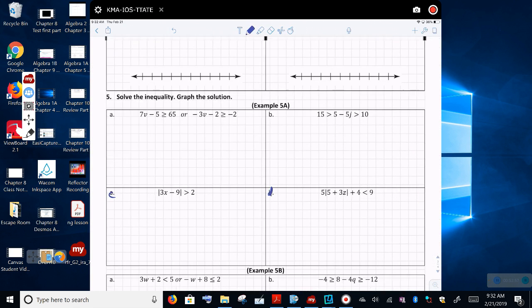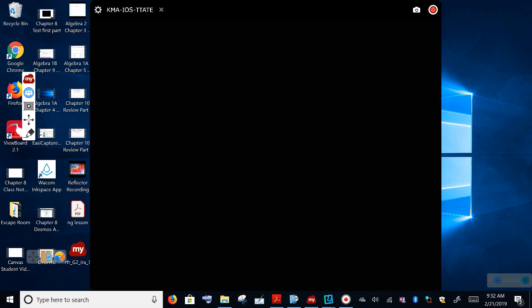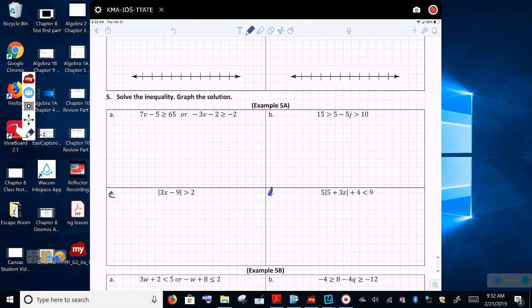Okay. So if we're looking at number 5, they're all inequalities. So what we have going on here is compound inequalities. Those are the things where you have 2 points that you care about, and you either shade in between them, or you're going to shade on the outsides. We also have some absolute value inequalities too. Okay. So let's do the first one.